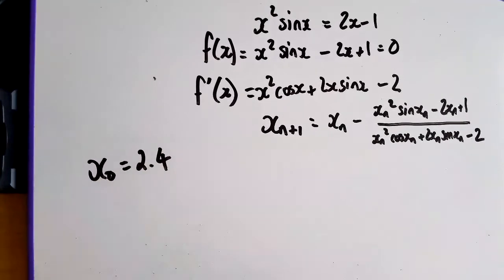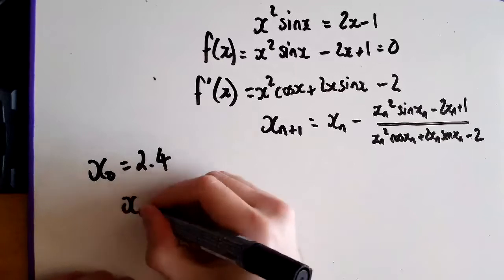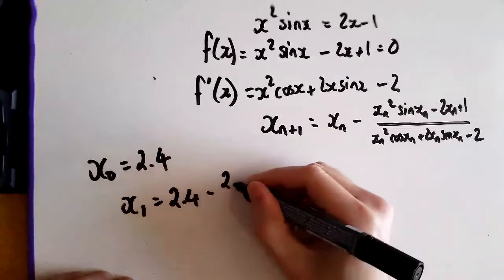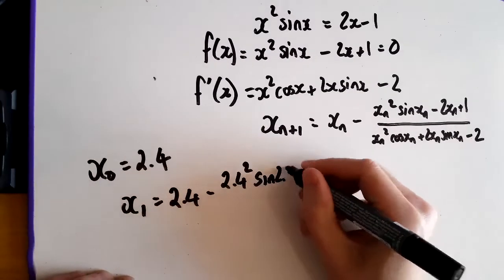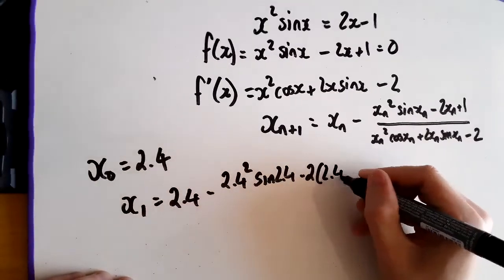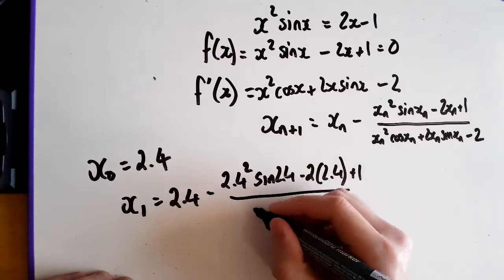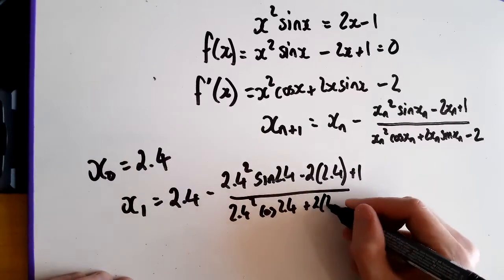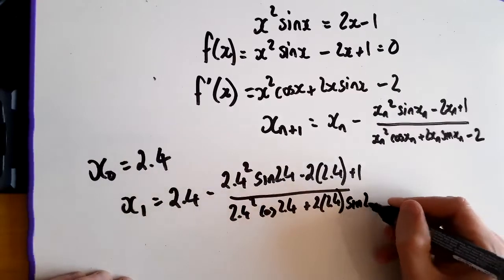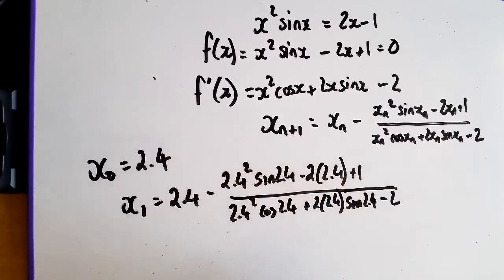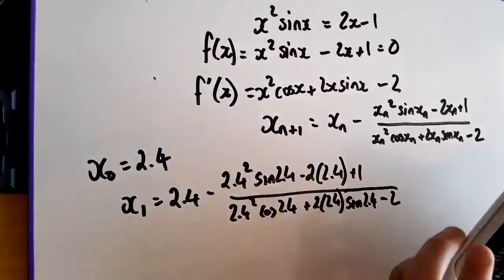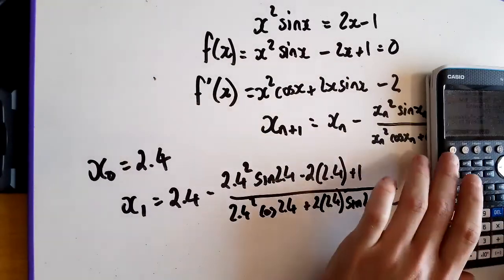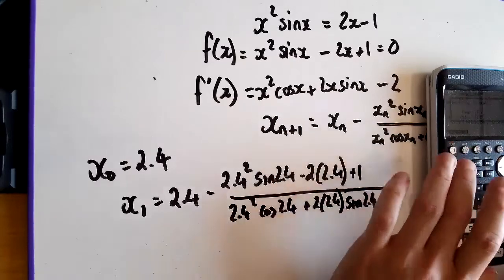So to get x1, I'm just going to show you for the first one, I would sub in x0 into there, so 2.4, take away 2.4 squared, sine 2.4, take away 2 times 2.4 plus 1, all over 2.4 squared, cos 2.4, plus 2 times 2.4, sine 2.4, take away 2. Make sure you're in radians for this, because whenever we differentiate or integrate, we need to be in radians. So I'm in radians, so it's fine.